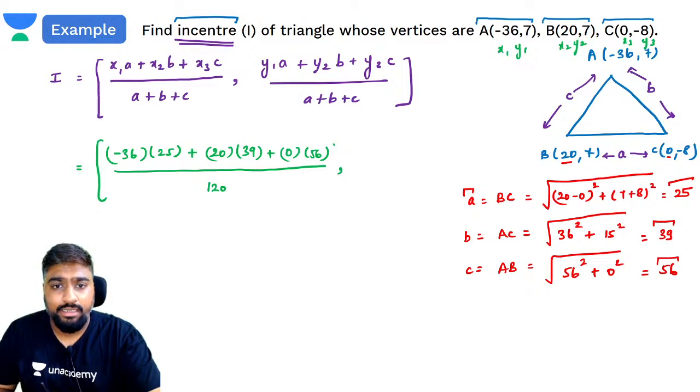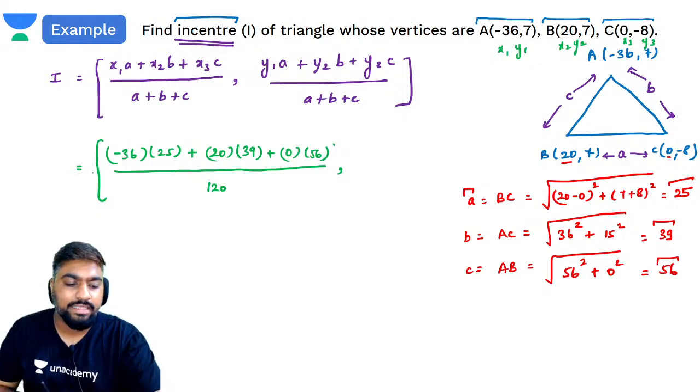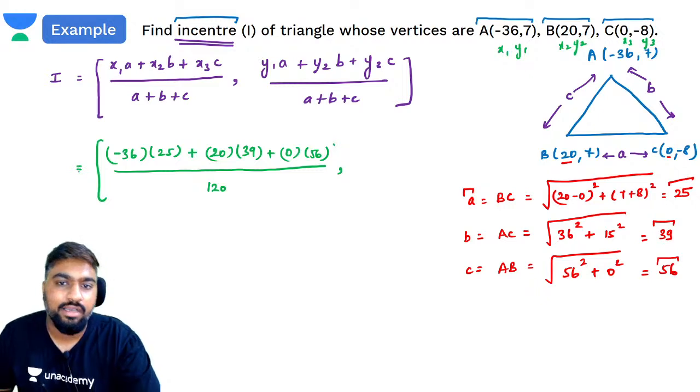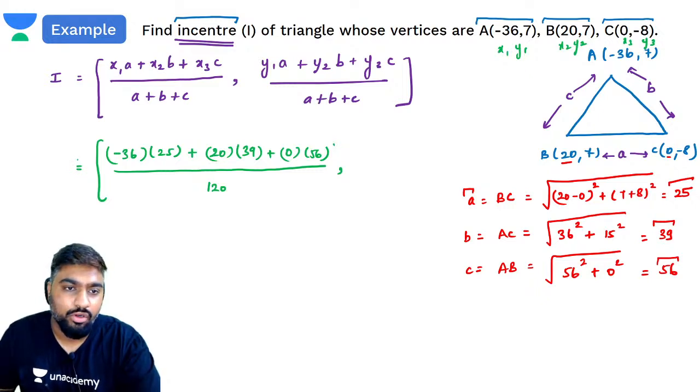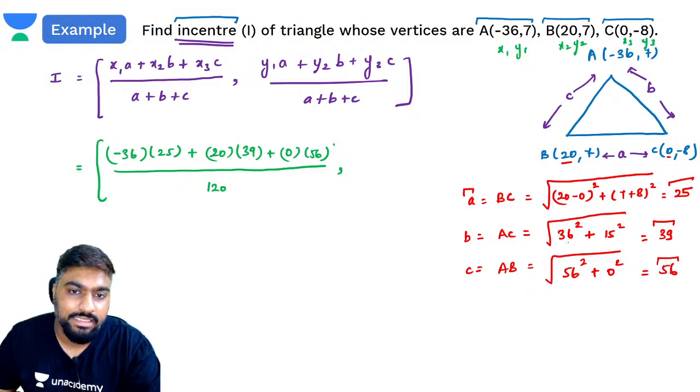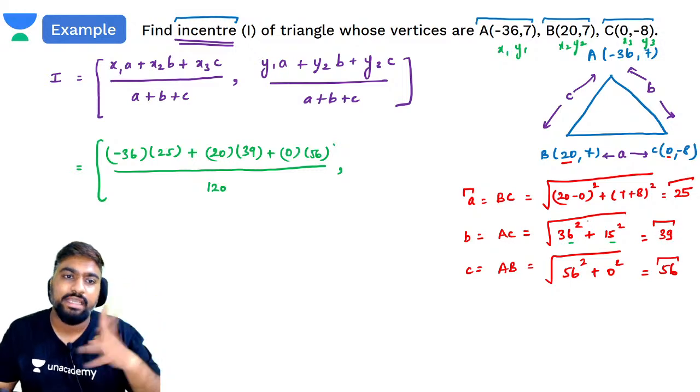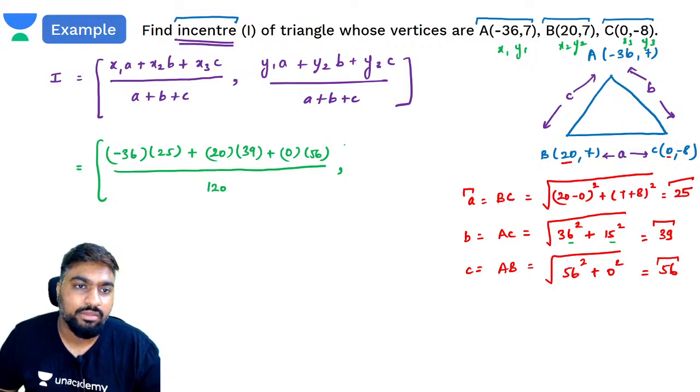आपका 38 आ रहा है, 36 square and 15 square. 36 square is 1296, 15 square is 225, which is 1521. अगर 38 square होता तो it would end with 4 not 1. ठीक है? I hope you are understanding. This ends with 6, this ends with 5, 6 plus 5 1 से end होगा, 38 square 4 से end होगा. चेक कर लो कैलकुलेशन एक बार.